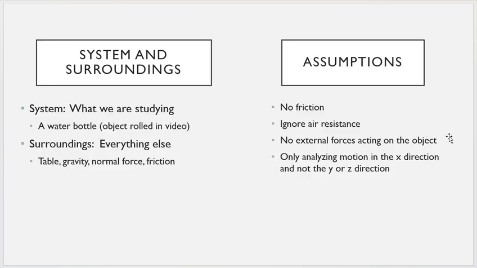System is what we're studying, which is the object in the video. Surrounding is everything else. This could be the table, gravity, normal force, friction. Some assumptions that we're making in this experiment are that there is no friction, we're ignoring air resistance, and there are no external forces acting on the object.